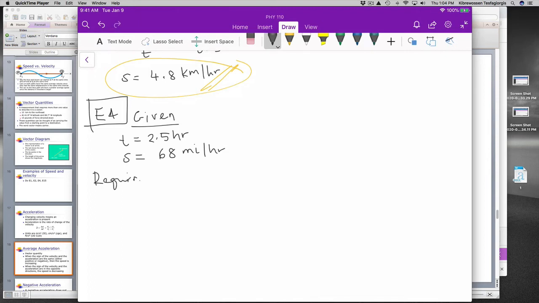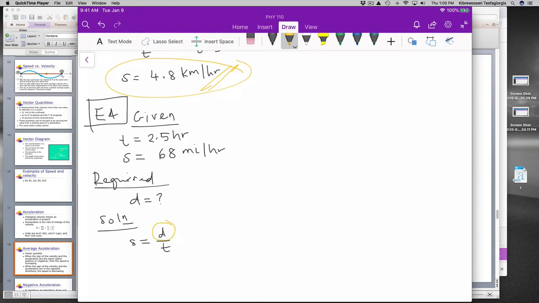So what is required, and what makes this problem a little different? Now you are required to find distance, unlike the previous two examples where distance and time were given to find speed. Now time is given, speed is given, and you are required to find distance. But the procedure is pretty much the same. Start from the formula that you know: speed is equal to distance over time. But this time, what you are asked to find is not the speed. You are asked to find the distance.